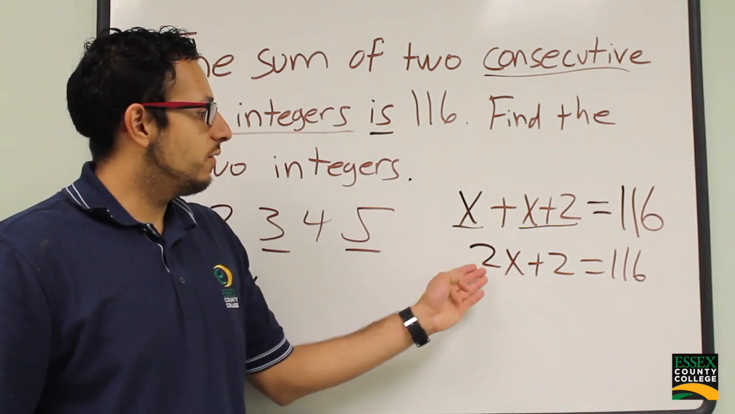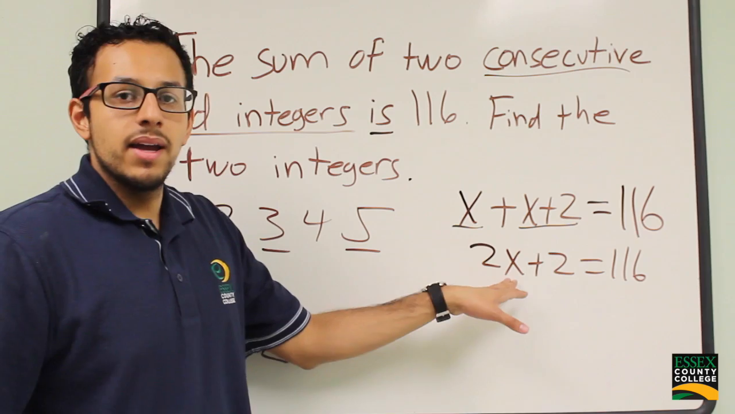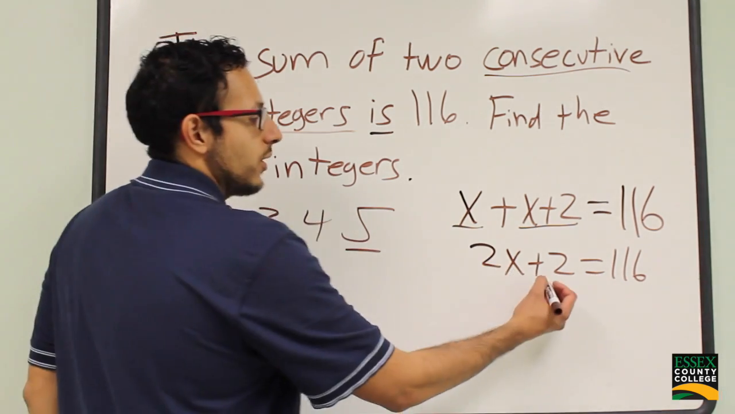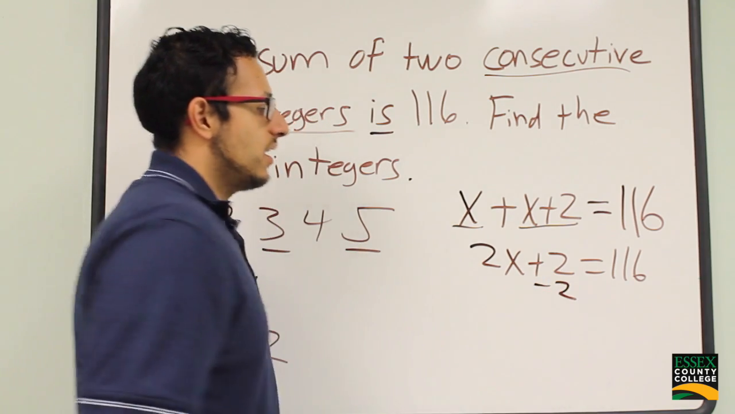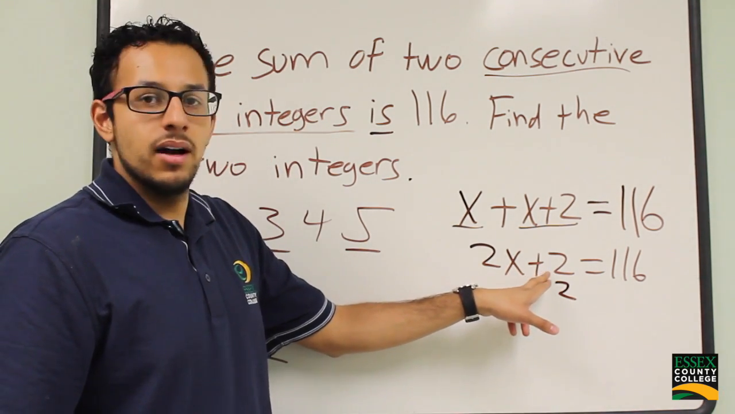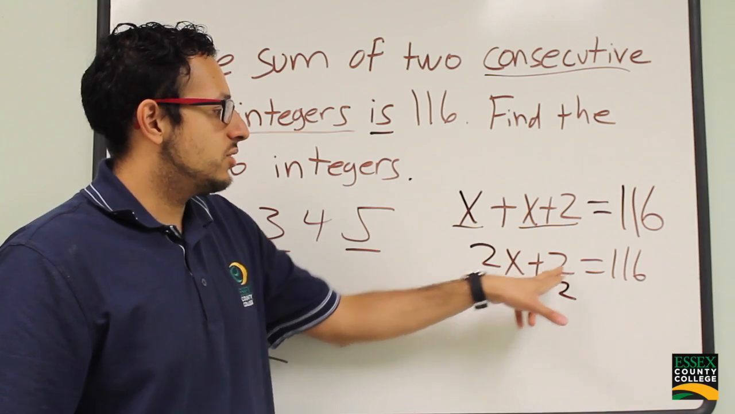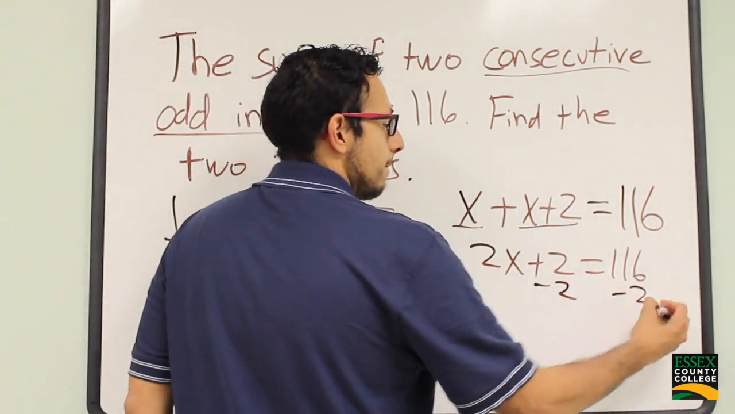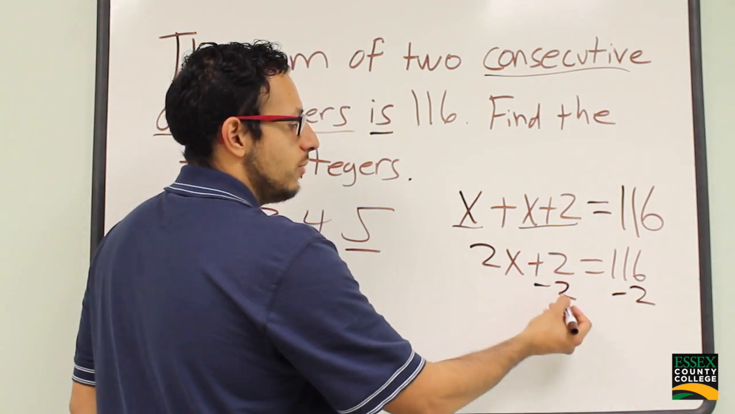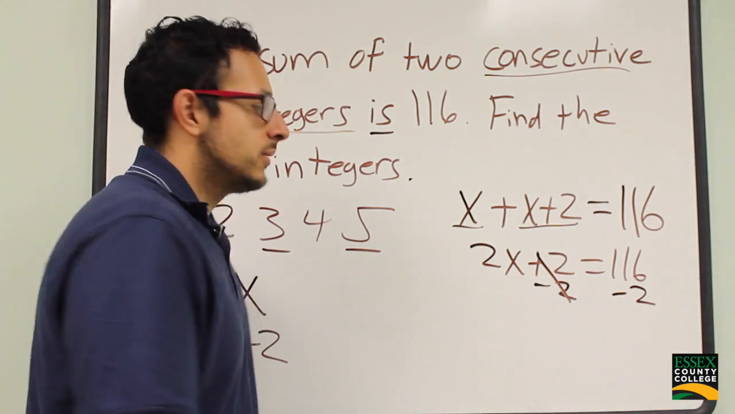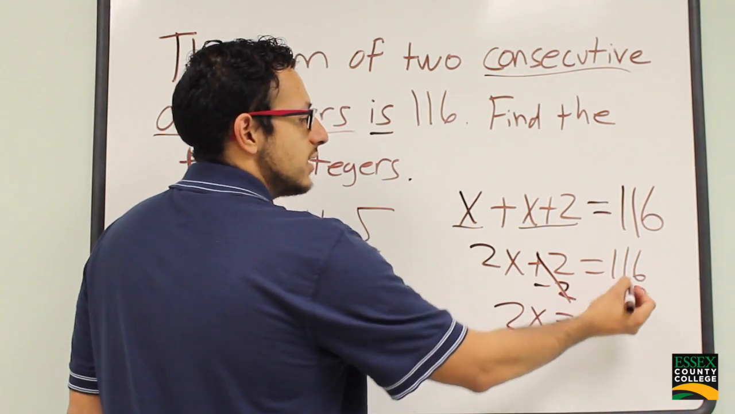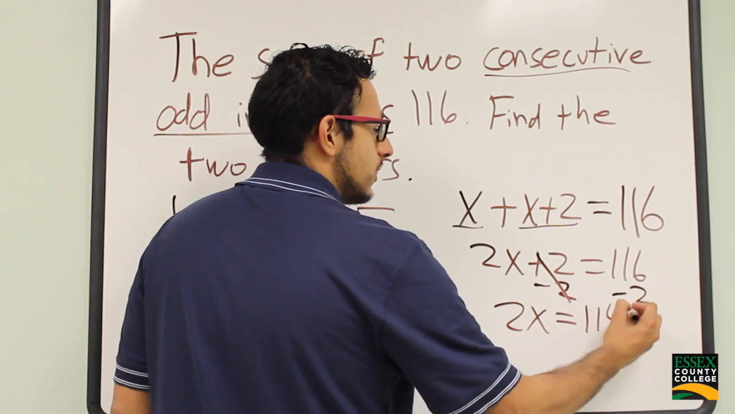So we have to solve for x. We want x by itself. So we're going to have to bring this 2 to the other side. So we're going to subtract 2, because we have to do the opposite of the operation that we see here. Since it's plus 2, we're going to subtract 2, and we have to subtract it from the other side too. So 2 minus 2 cancels out. We're left with 2x on this side is equal to 116 minus 2, which is 114.